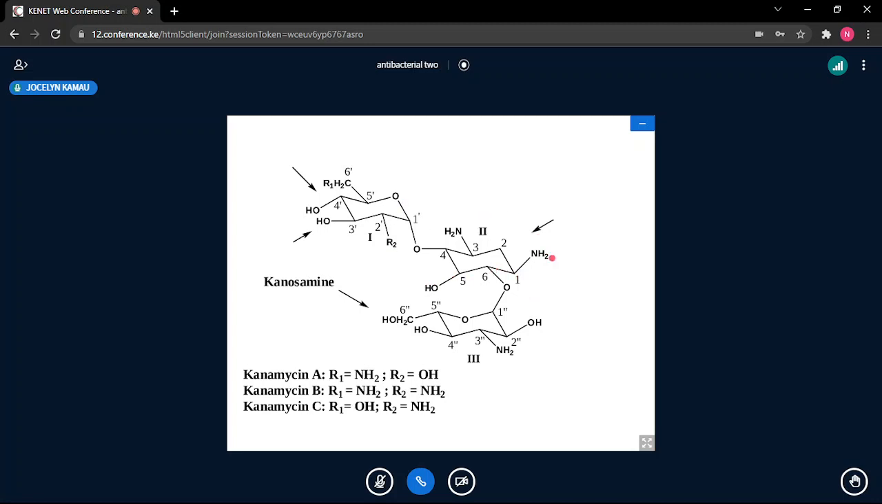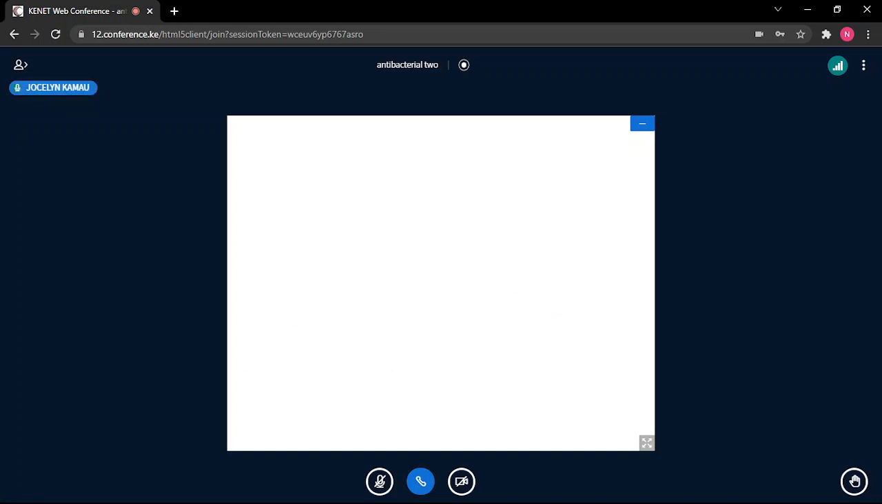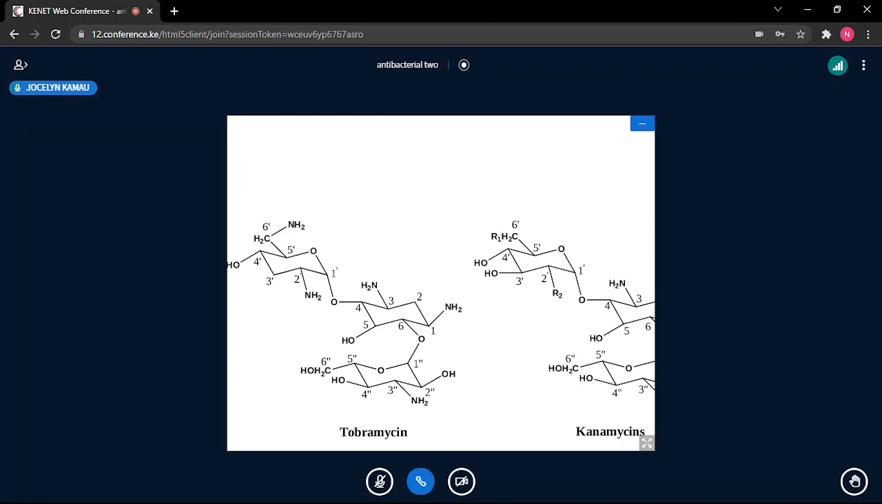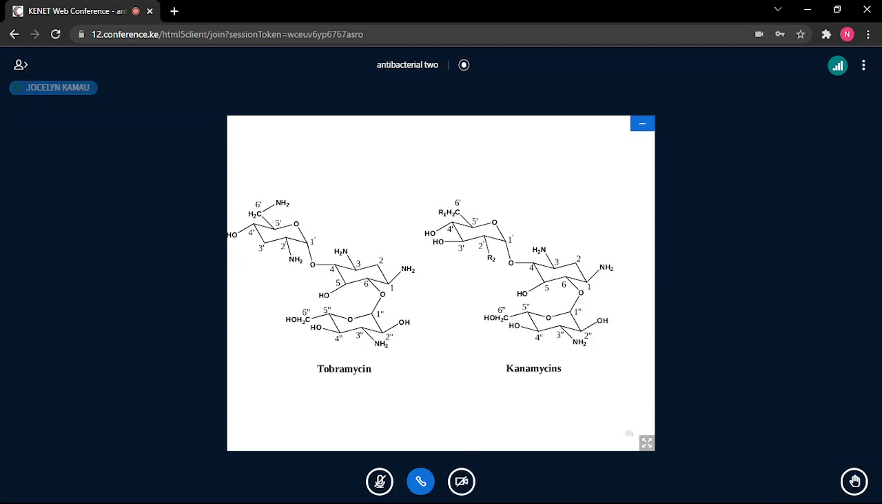It is at the middle, joining the 2 amino sugars of kanamycin through glycosidic bonds. So that's kanamycin. Just wanted to stress that point so that it gets into our mind.